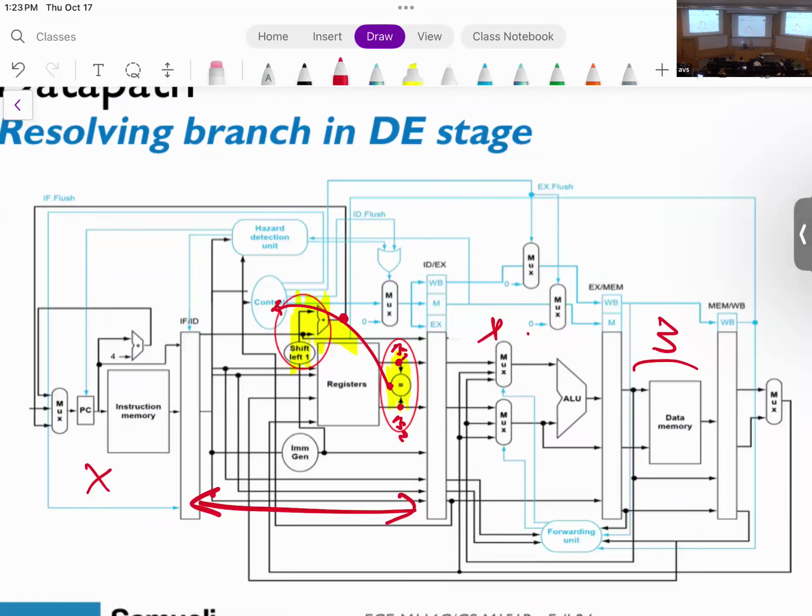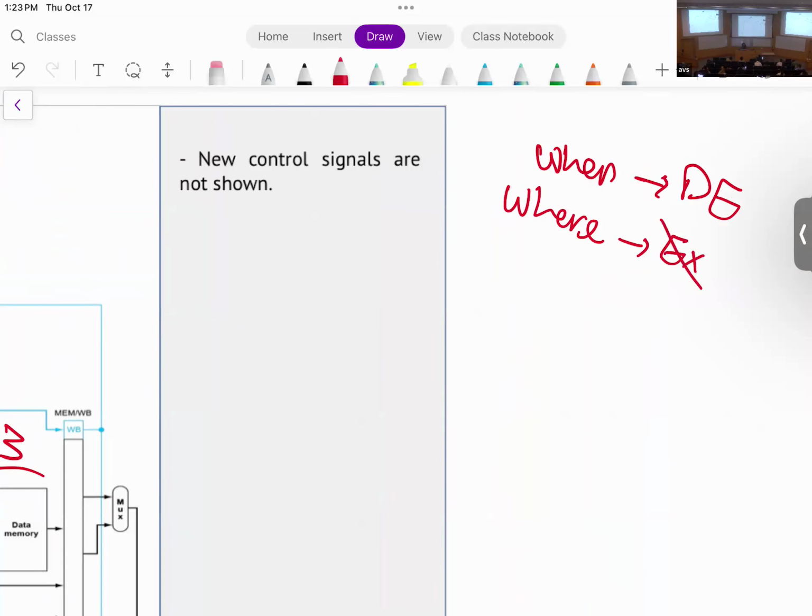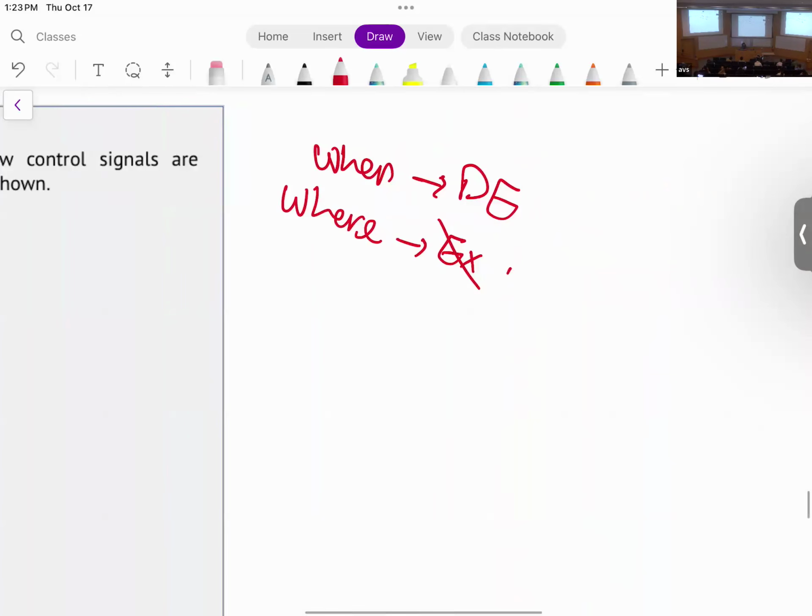I moved this adder from here to here. So this will give me the answer of where. I already know the when answer. So remember, we had 3 questions. The when answer, and I already know this in decode stage. The where answer was where are we jumping to? And this used to be execution stage. And now by changing and moving the adder, I also now have this in the decode stage.